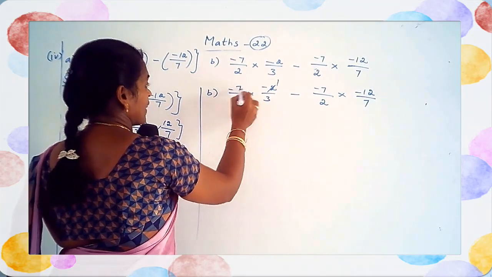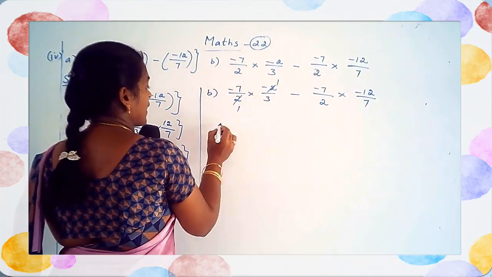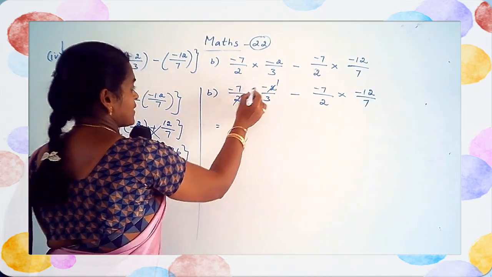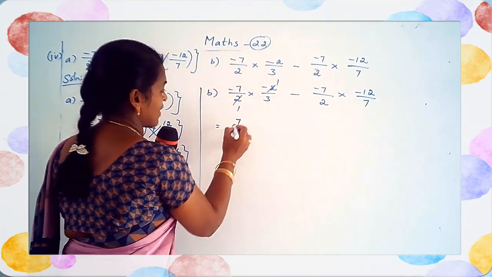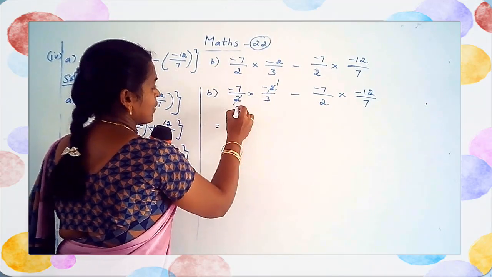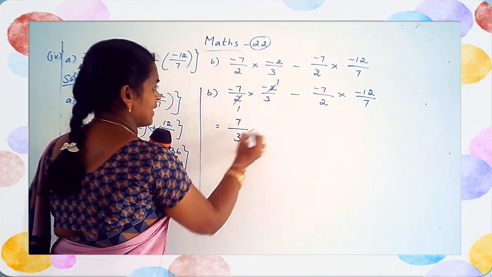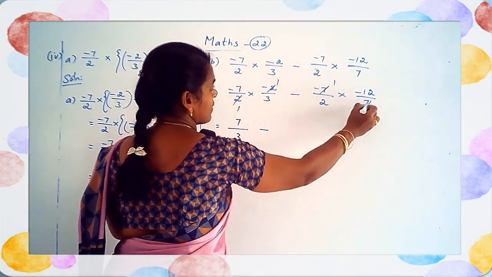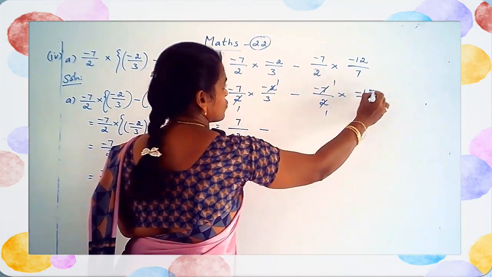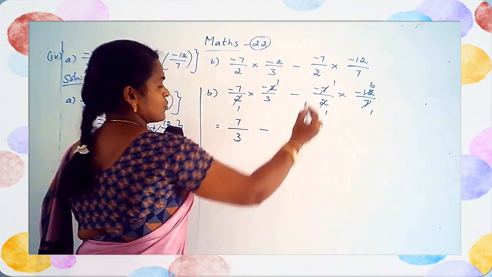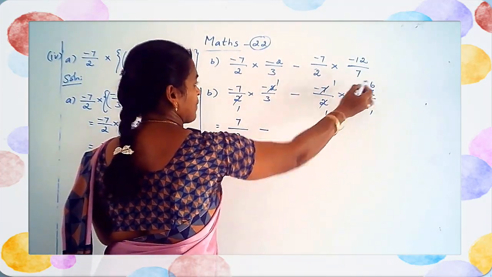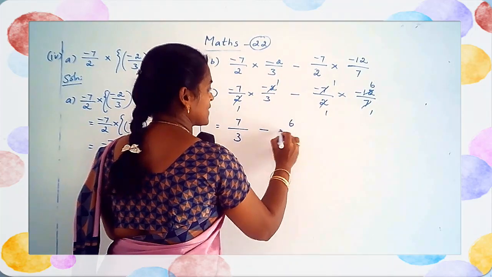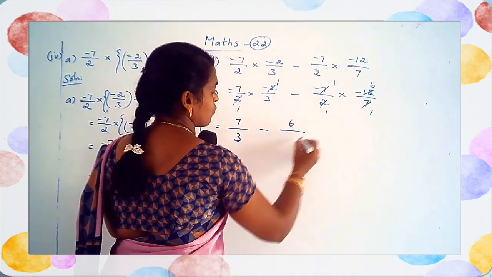Now you multiply numerator by numerator. That means minus 7 into minus 1, minus into minus is plus, 7 into 1, 7 upon, here 1 is there. So 1 3 is 3, minus sign. Next, 1 7 is 7, 1 2 is 2, 6 2s are 12. So the remaining are minus 1 and minus 6. Minus into minus is plus, 1 6 is 6 upon 1 1 is 1.